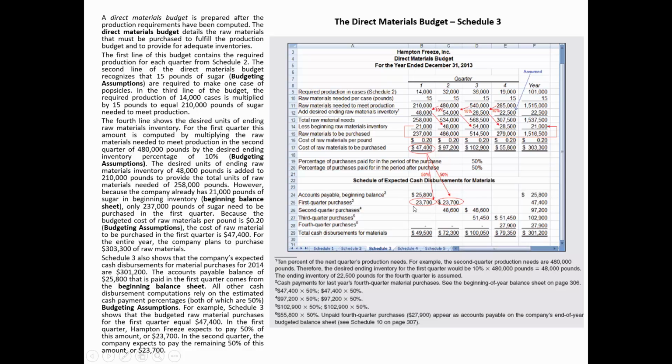So this is the beginning. This is for this present quarter. So now total cash disbursements for this quarter is going to be $49,500. To this, we're going to add for the second quarter the other 50% of the $47,400. Then the second quarter purchases is going to be 50% of $97,200. It's going to be $48,600. And so the process will be completed from quarter to quarter, and then each one of these will be added across, and it'll show total cash disbursements for materials for the entire year of $301,200.